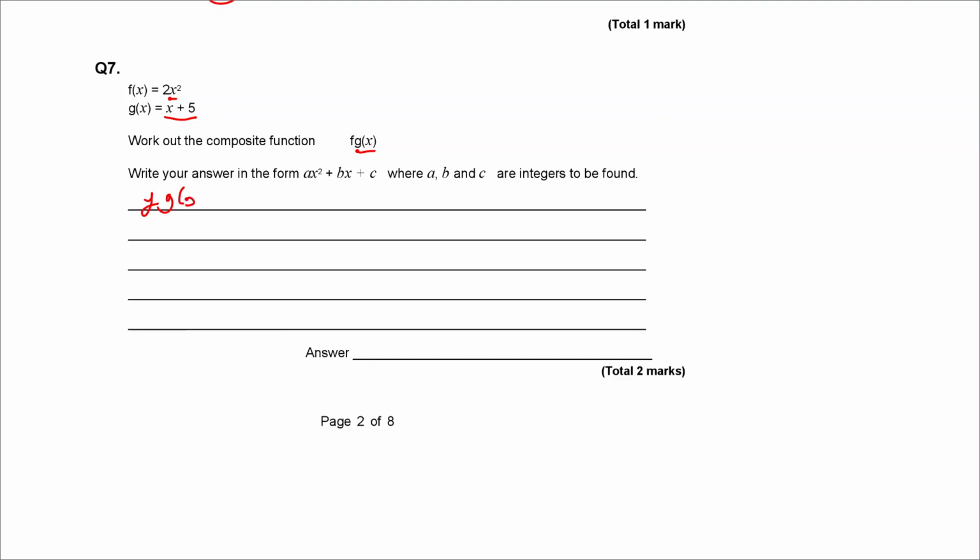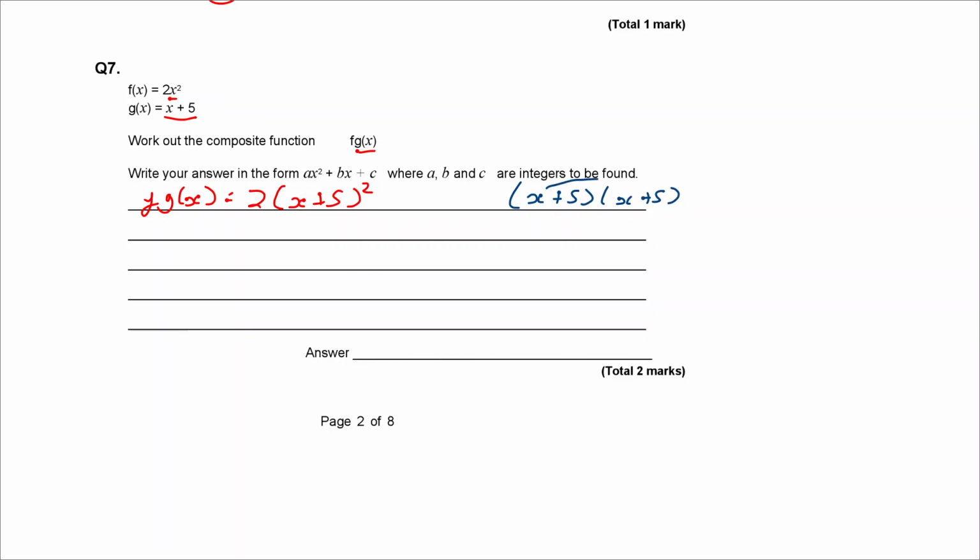fg of x is going to be equal to, I've got the 2, open the bracket up, and we're going to put in x plus 5 in for x over here. So x plus 5, and I'm squaring this here. Now, this means 2 times everything here. Let's just consider x plus 5 squared. Let's do that over here. x plus 5 squared means x plus 5 multiplied by x plus 5.